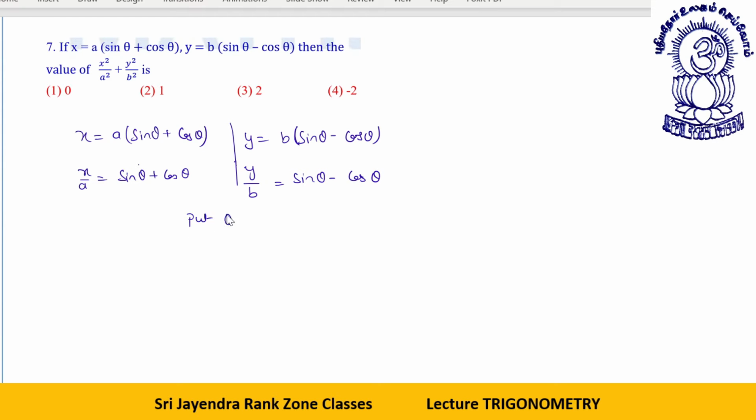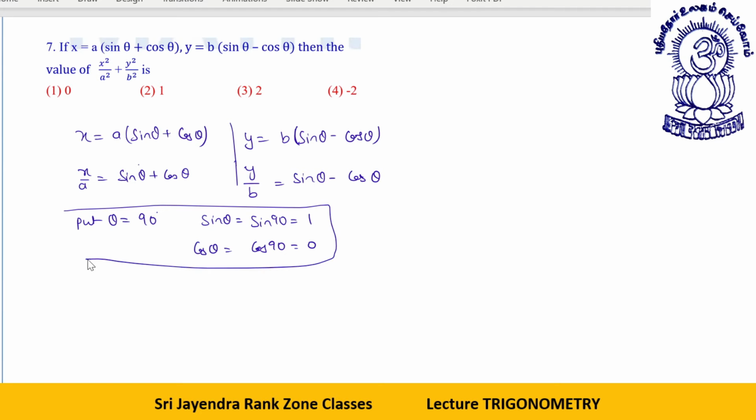Now I say put theta is equal to 90 degree. The moment you put theta is equal to 90 degree, then sin theta means what? Sin 90 is equal to 1. Cos theta is equal to cos 90, that will be 0. So from here, x by a, sin theta plus cos theta, is 1 plus 0, y by b is 1 minus 0. See how easy these difficult questions become.